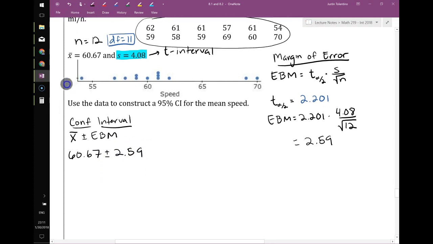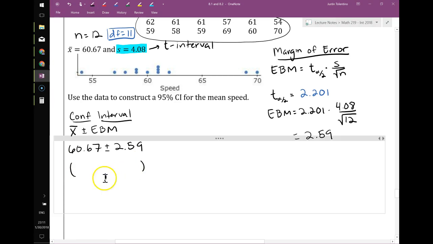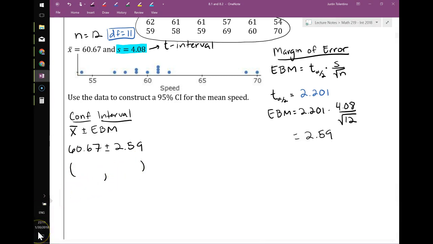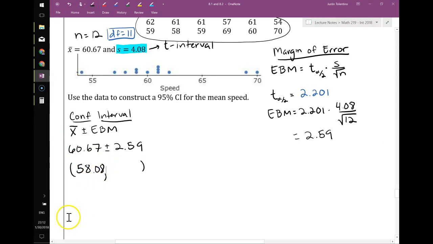Sometimes we want to answer a question like that, but often we'll write it as an interval. So let's actually write it as an open interval in this case. Doing the addition and subtraction, I get 58.08 for the lower bound, and for the upper bound, we get 63.26.